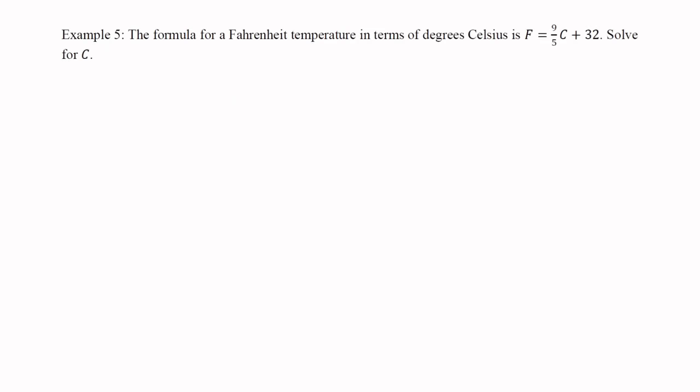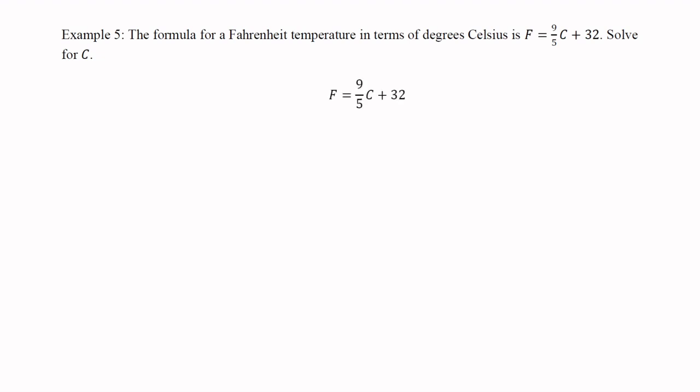Being able to rearrange for a variable also can be useful if you need an equation for a conversion factor. So here, the formula for a Fahrenheit temperature in terms of degrees Celsius is F equals 9/5 C plus 32. If you have a Celsius temperature, you can find what the temperature is in Fahrenheit using this formula. But what if you're given a Fahrenheit temperature and you need to find what the Celsius temperature is? We can solve this equation for C.